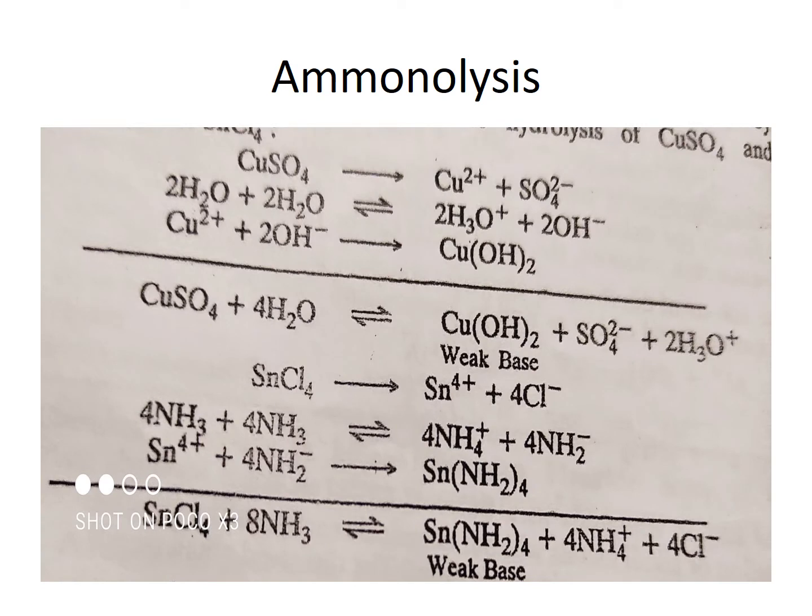Ammonolysis. Ammonolysis in liquid ammonia is similar to hydrolysis in aqueous medium. In hydrolysis, the concentration of H+ or OH- ions increases due to the interaction of cations or anions of the salt with H+ or OH- ions furnished by the autoionization of water. Whereas in ammonolysis, the concentration of either NH4+ or NH2- ions increases due to the interaction of cations or anions of the salt with NH4+ or NH2- ions furnished by autoionization of ammonia.